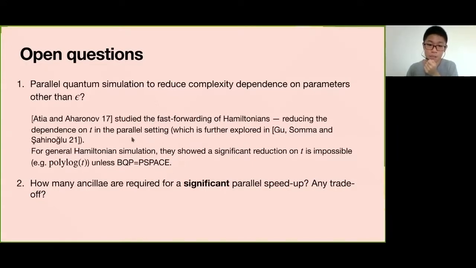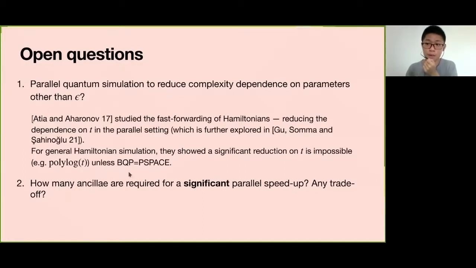That means for general Hamiltonian simulation, it is impossible to significantly reduce the dependence on T. But here we still ask this question because we can make some restrictions on the Hamiltonian, like what we have done in our work. And even if we limit the class of the Hamiltonian we want to simulate, they might also include some interesting Hamiltonians. So this is the first question.